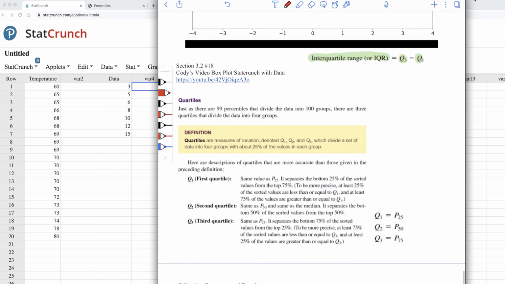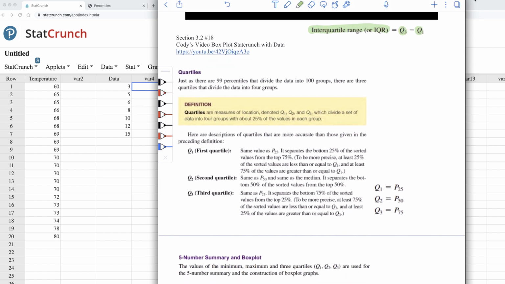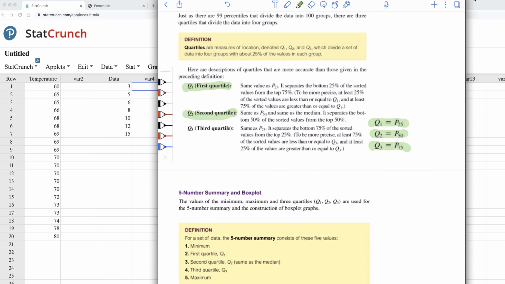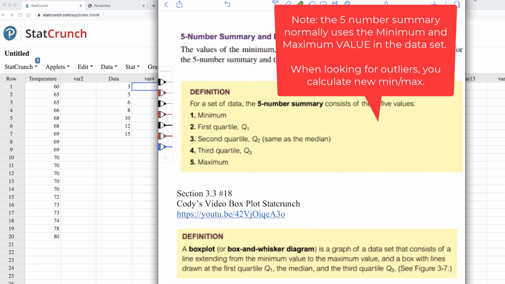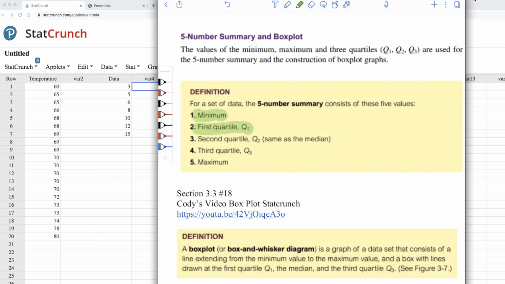So just some definitions again. Q1 is quartile 1, it's the 25th percentile. Q2 is the second quartile, the 50th percentile, or the median, same thing. And quartile 3 is the 75th percentile. They call this the 5-number summary of a box plot. So if we look at this, they have 5 things. You want the minimum, the first quartile, the second quartile, the third quartile, and the maximum.